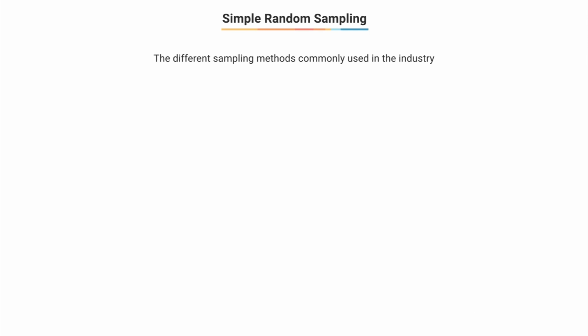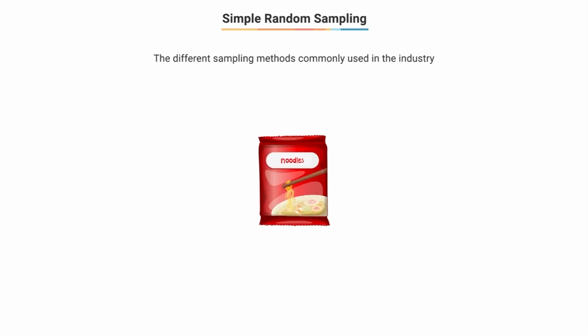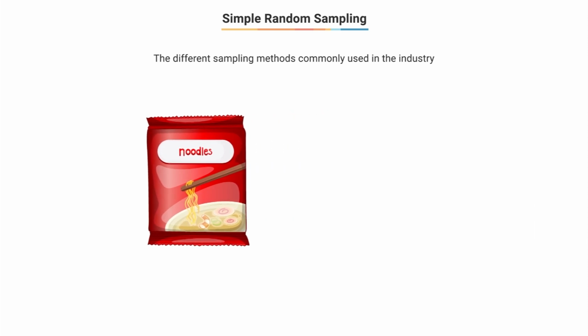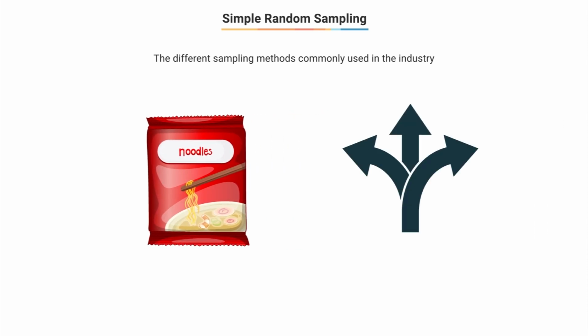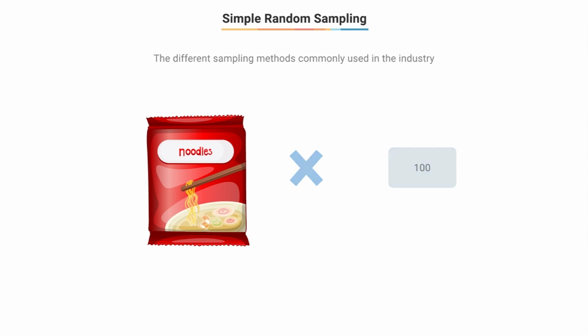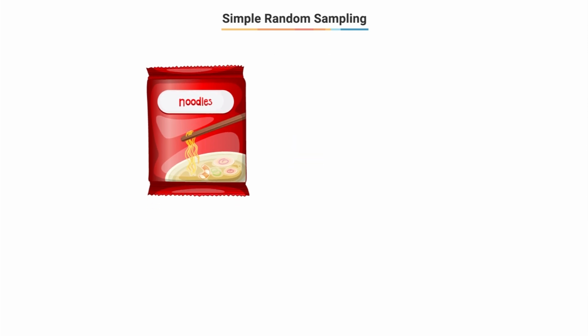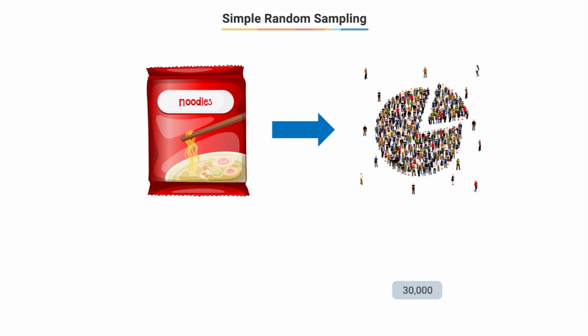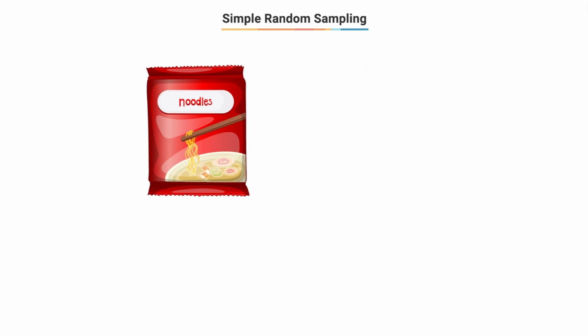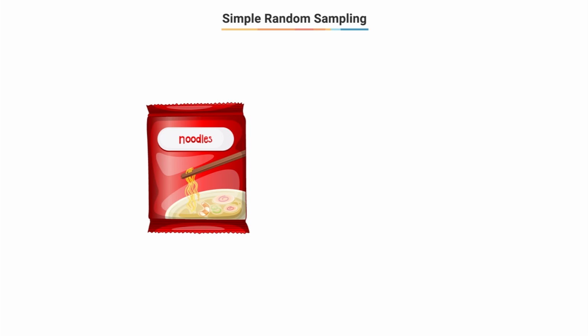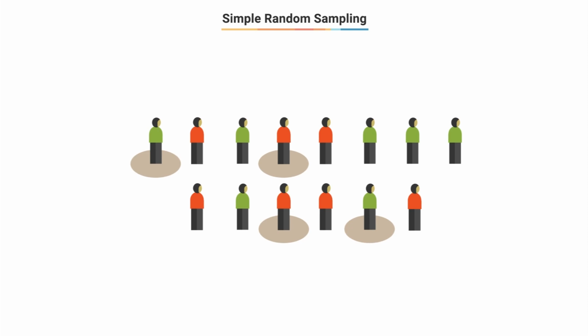So let us understand some of the different sampling methods that are commonly used in the industry. Let's take our noodles example only and see what are the different ways in which we can select a sample that has 100 noodle packets. One way is that I get all the noodle packets from the population of 30,000 and then just randomly select 100 packets. So essentially each packet has an equal probability of being selected. This method of sampling is known as simple random sampling.